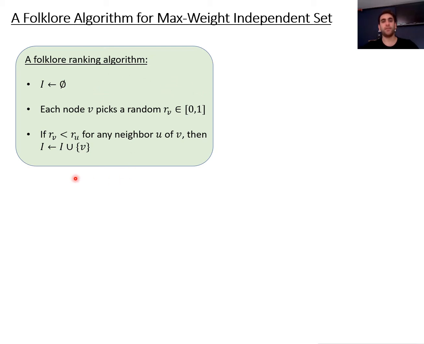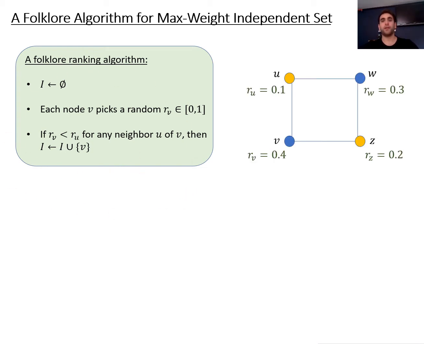And then for any node V, if the rank of V is smaller than the ranks of the neighbors of V, then V joins the independent set. Okay, so that's how we construct the independent set I. For example, if our graph was a 4-cycle UVWZ, and U picks the rank 0.1, V picks the rank 0.4, W picks 0.3, and Z picks 0.2, then the two nodes that have ranks that are smaller than their neighbors are only U and Z, and they join the independent set. Okay, so that's the algorithm.